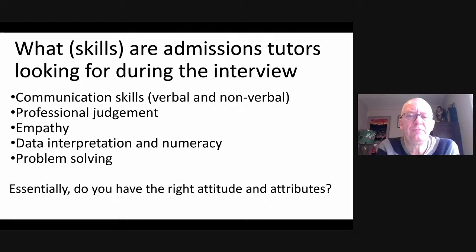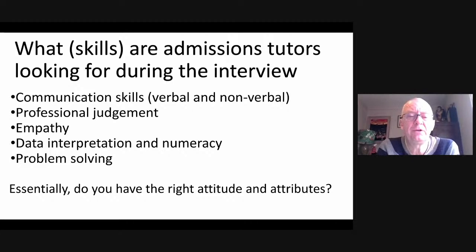Data interpretation and numeracy, it's not a maths test. They're not going to set you some complicated maths thing, but doctors have to deal with numbers and they have to deal with data. You are a scientist after all. So the fact that you're probably doing 2 science A-levels means that's something you probably don't need to worry about. It'll be covered later how to go about it, but don't worry about that. It's not going to catch you out.